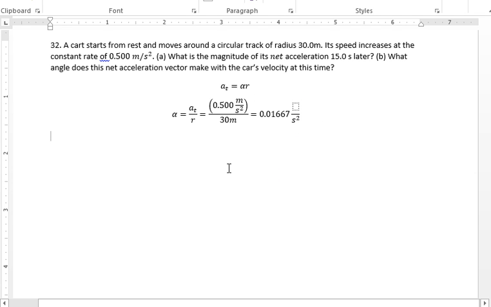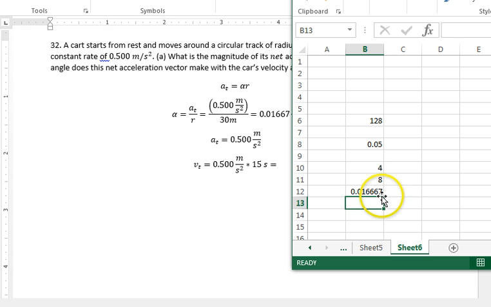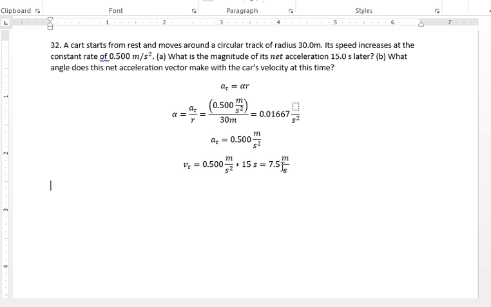Okay, so what is the magnitude of net acceleration 15 seconds later? Well, what is its tangential acceleration 15 seconds later? Tangential acceleration 15 seconds later is still 0.500 meters per second squared. What is its tangential velocity? Its tangential velocity is 0.500 meters per second squared times 15 seconds. 0.5 times 15 gives us 7.5 meters per second.